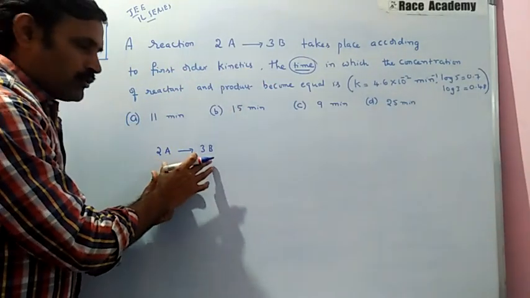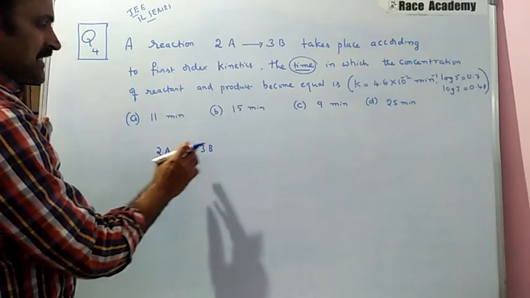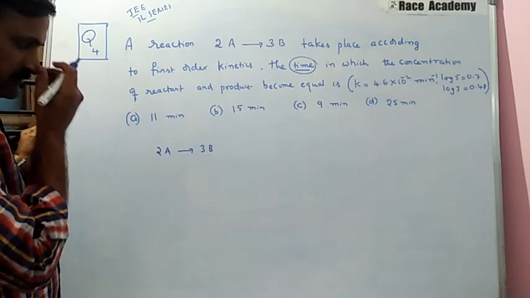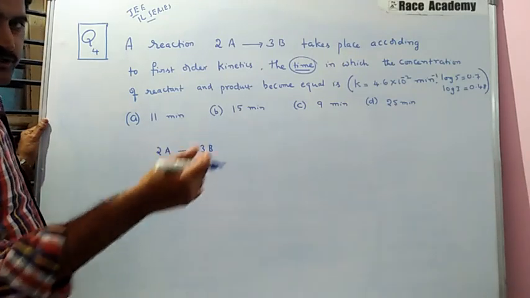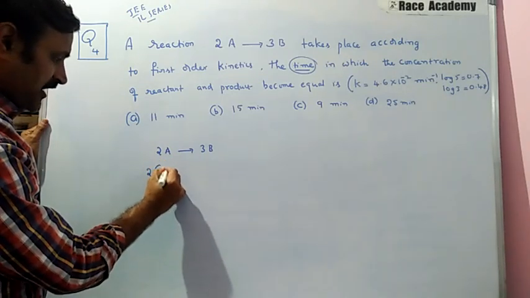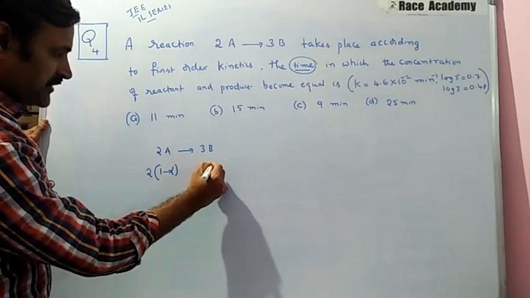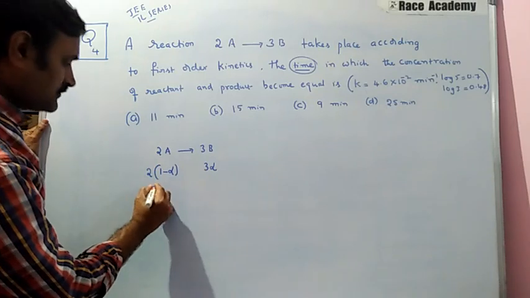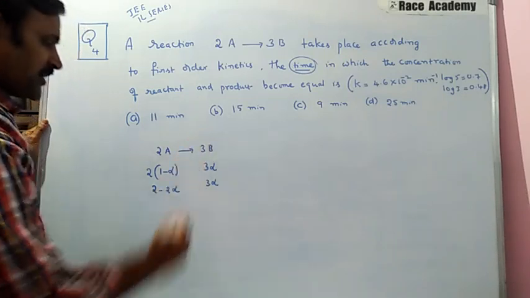Whenever they give this type of stoichiometric equation, saying that reactant concentration and product concentration are equal, we will consider the amount of reactant decrease and the amount of product increase as the degree of dissociation. Then it is given as 2 moles. Consider 1 mole, 1 minus alpha; for this, it will be 3 alpha. That means the number of moles of A will become 2 minus 2 alpha and B will become 3 alpha.